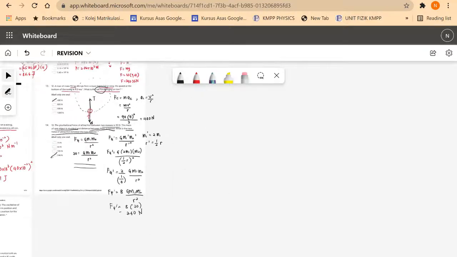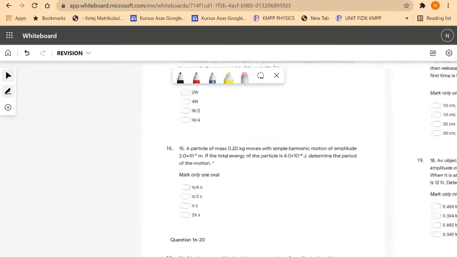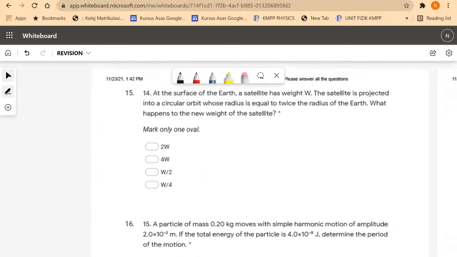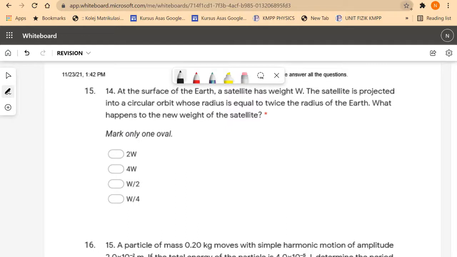And then number 14. At the surface of the Earth, a satellite has weight W. The satellite is projected into a circular orbit whose radius is equal to twice the radius of the Earth. What happens to the new weight of the satellite?